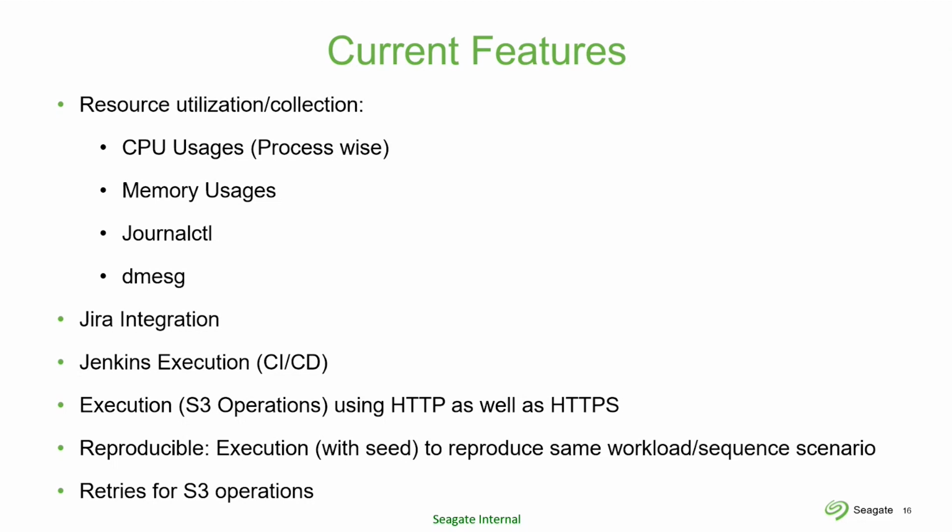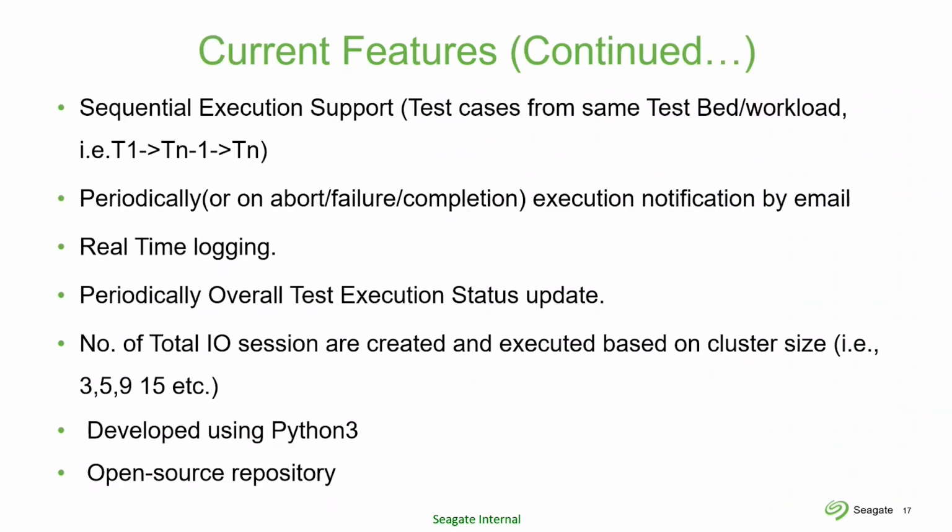And also we can retry for S3 operations. If a user wants to retry for any failure, you can exercise that operation as well. With parallel execution, we have sequential execution support. But again, this is a mix of parallel and sequential. In sequential execution from the same workload, after test one, then test two, test one will stop. But in parallel, nothing will stop. So that is the only difference.